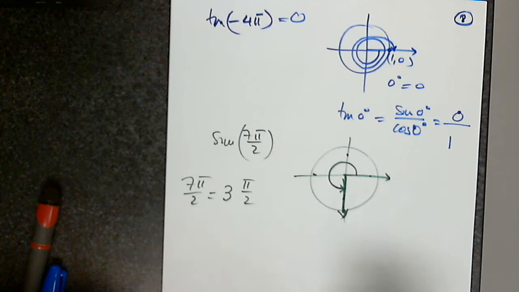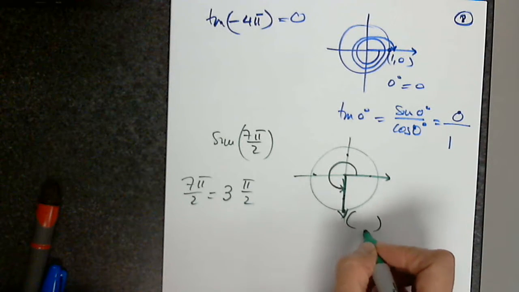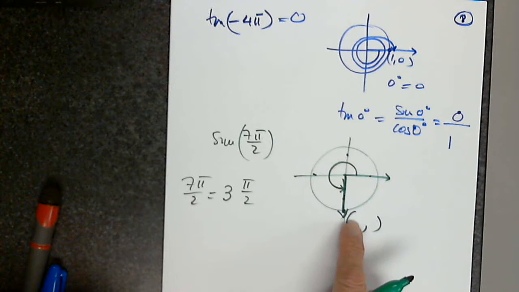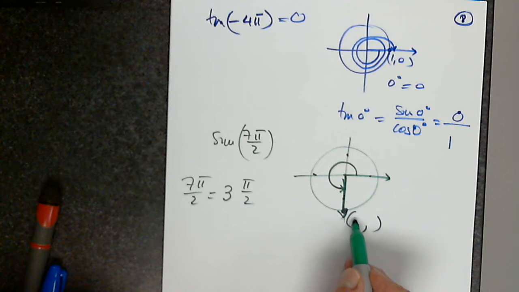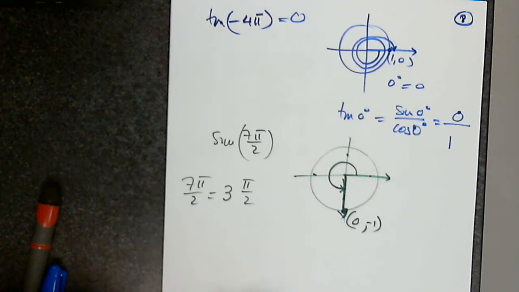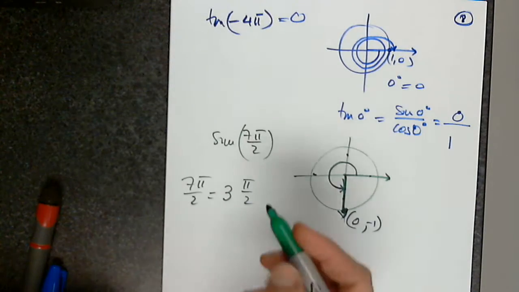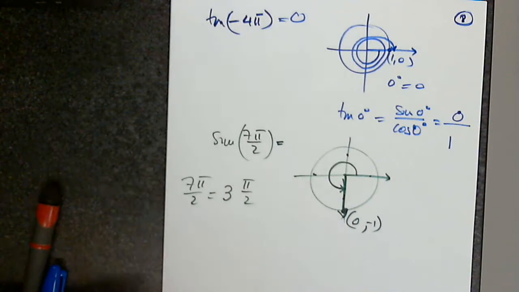So now I know the coordinates of this point. They are what? The coordinates of this point: 0, -1. So now I want to write the answer. Is sine the first coordinate or the second coordinate? Is it the x coordinate or the y coordinate? So the answer is, that's it.